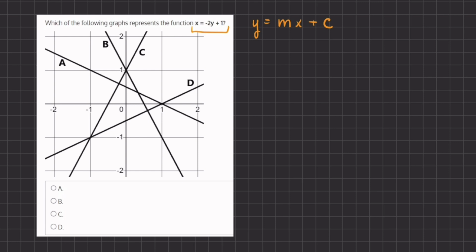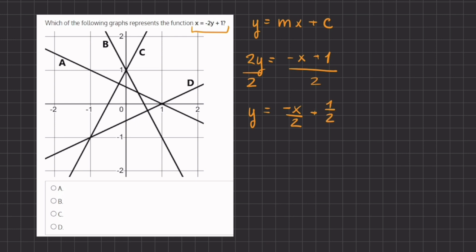So we're going to add 2y on both sides, and we're going to subtract x on both sides to flip them around. So the y is on the left-hand side, and the x is on the right-hand side. All right, so we'll have 2y equals negative x plus 1. And now in order to isolate this y, we can divide 2 on both sides. And we have y equals negative x divided by 2 plus a half.